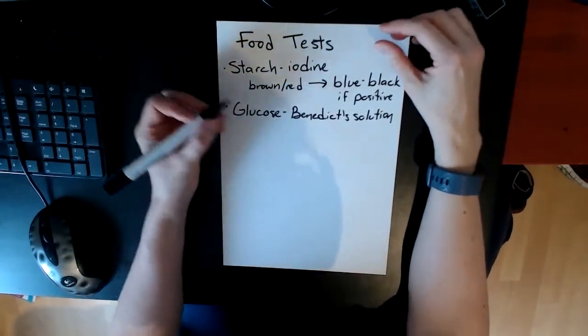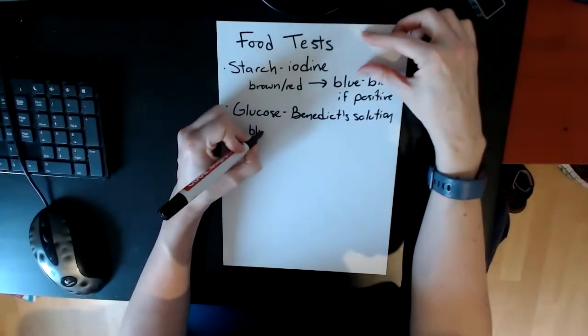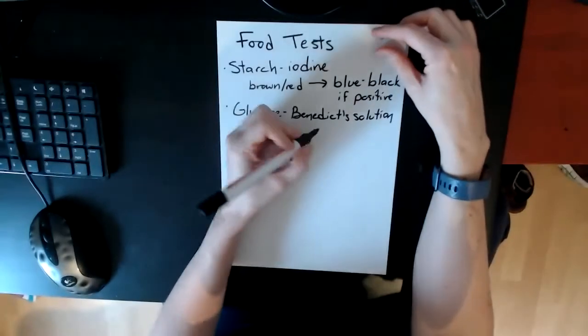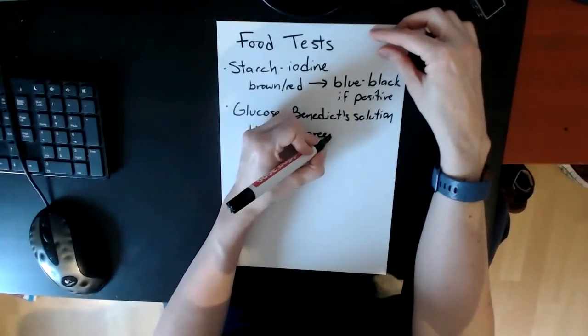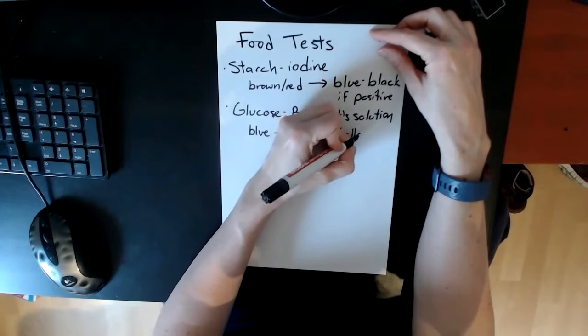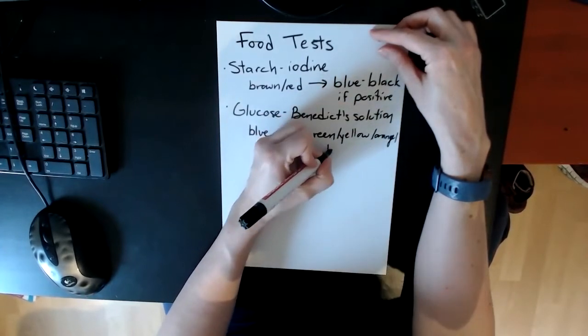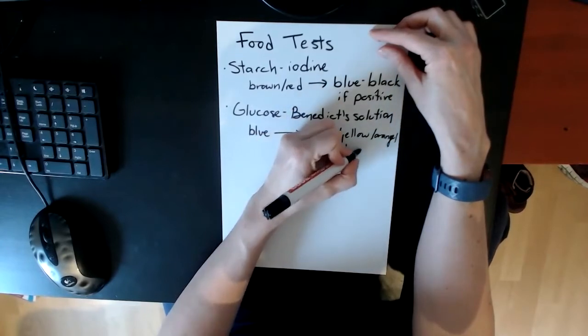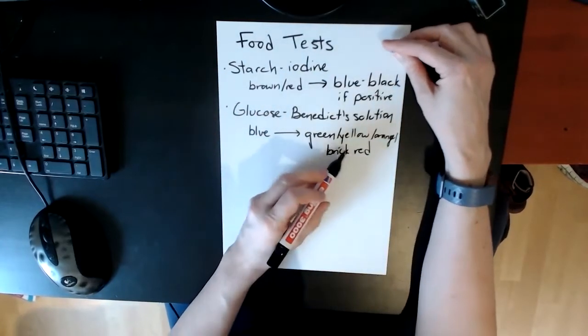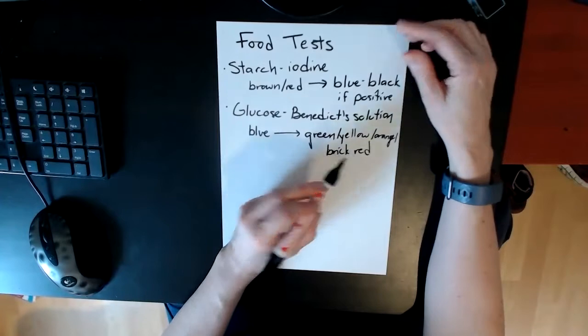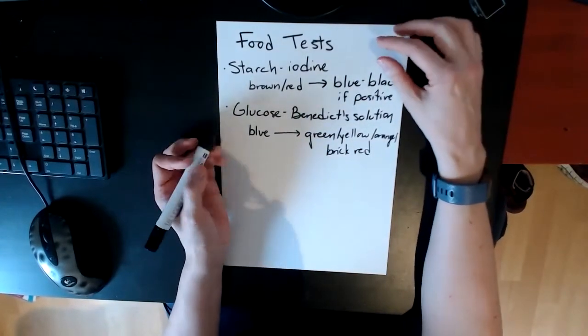So Benedict's solution is originally a blue, and then it turns anywhere from green, it can be yellow, orange, or if there's lots of glucose around, you'll get a brick red. Okay, and so it's kind of a spectrum. The closer you are to the red, the more glucose there is present.